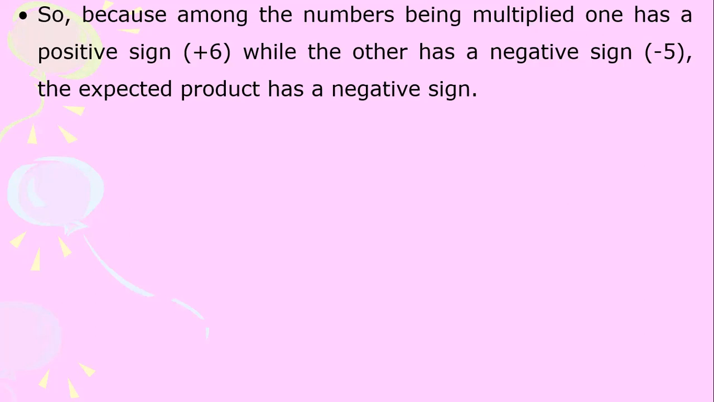Because 6 times minus 5 gives us negative 30. So a positive number times a negative number gives us a negative number. A positive number times a negative number gives us a negative number. So our product will have a negative sign.